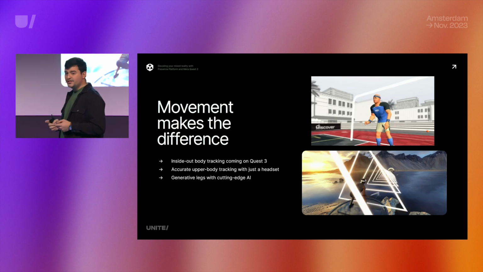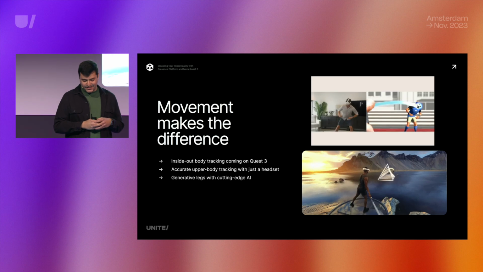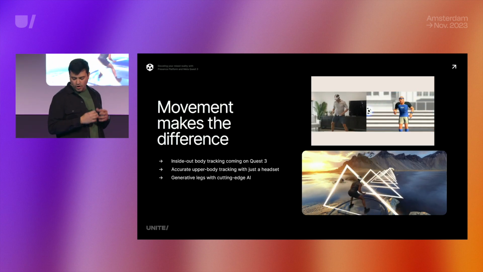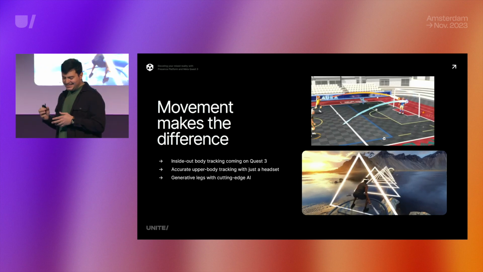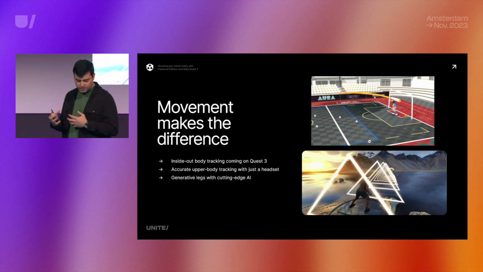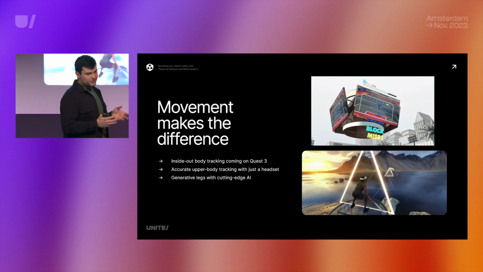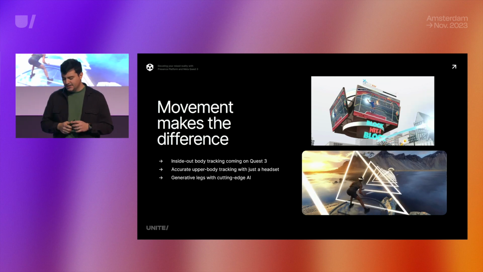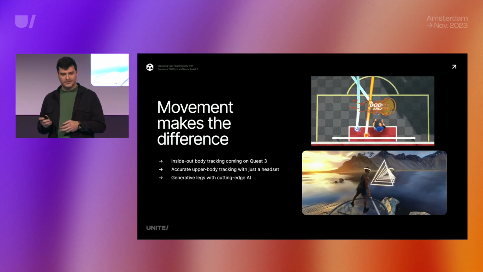What works really well with inside-out body tracking is generative legs. You can use the generative legs to integrate natural leg movements for users, using only the position of their upper body. It is using cutting-edge AI to create a plausible full body. The amazing thing is there are no additional sensors required. The device does all the work for you in the background. It will be available for Meta Quest 2, Meta Quest Pro, and Meta Quest 3.